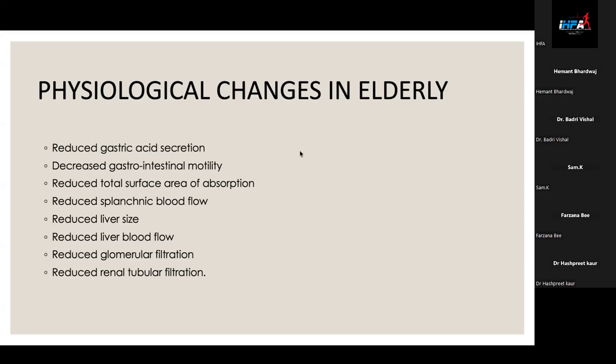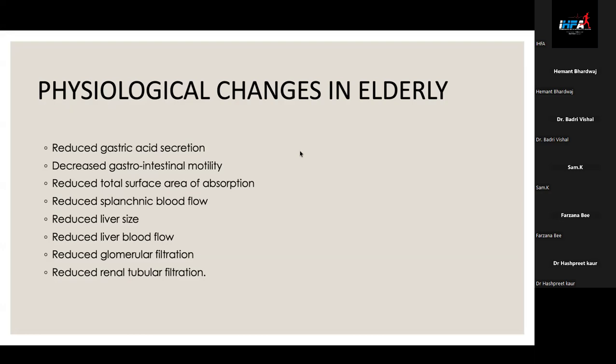There is a decreased gastrointestinal motility and a reduction in the total surface area of absorption because of so much exposure to so many toxins and so many other things. The total surface area of absorption in the elderly is quite reduced as compared to a younger counterpart. Okay. There is a reduced splenic blood flow, and because of this, RBC destruction and RBC production, this whole cycle, is not going on very well, and this can cause a patient to go for anemia as well.